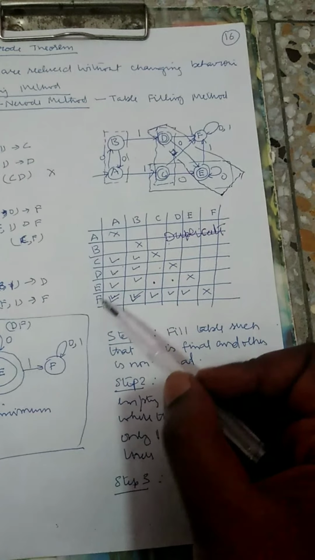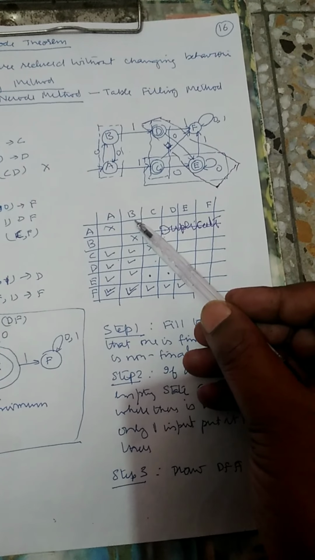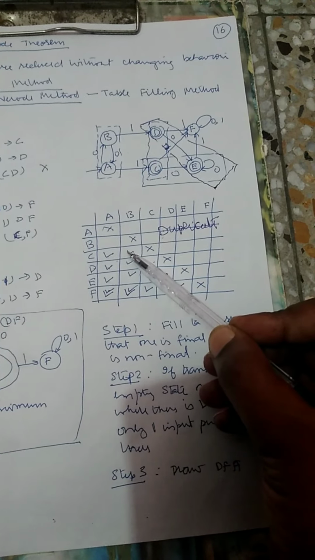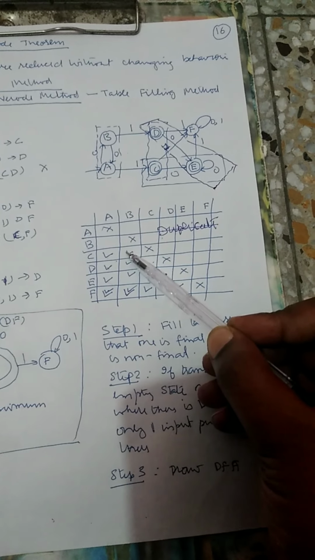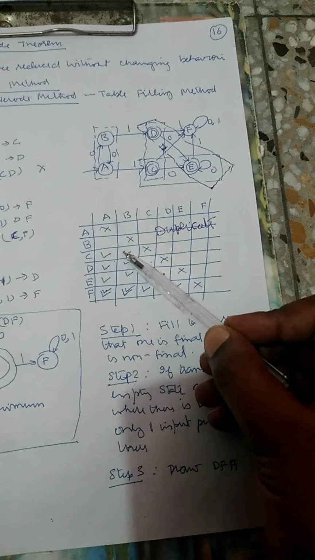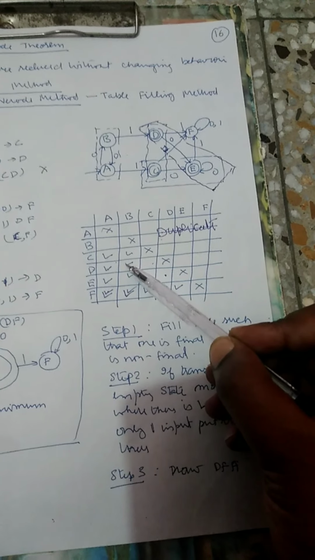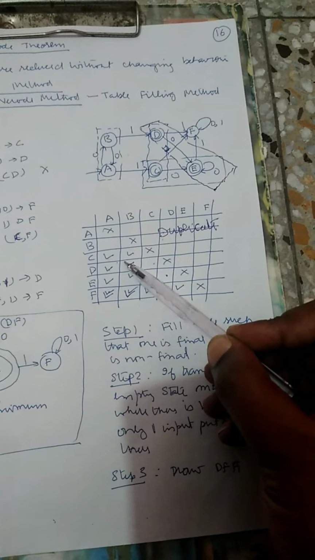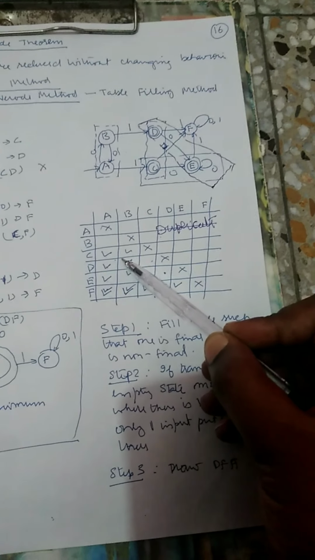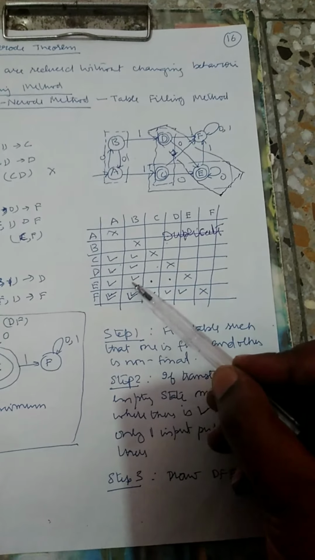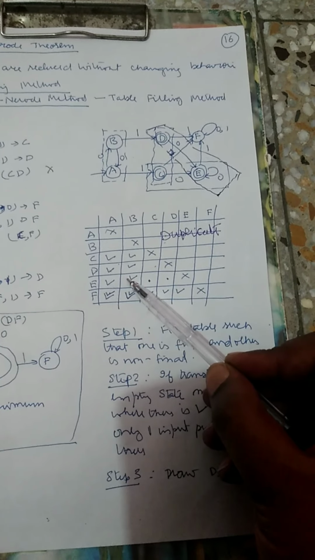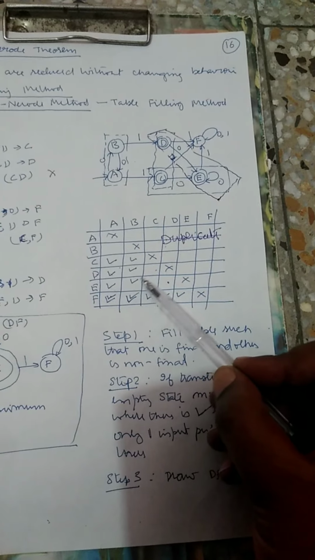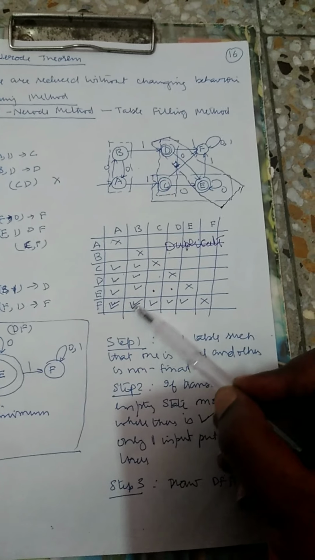Now move to the next column. Here C is a final state and B is a non-final state. We put a right mark. B is a non-final state and D is a final state. We put a right mark here. Here B is a non-final state and E is a final state. We put a right mark here. We will check further how we get this value.